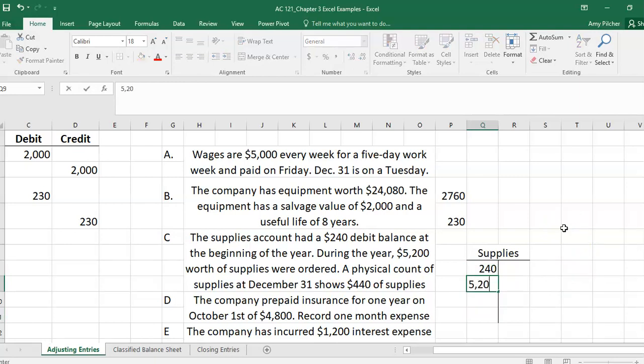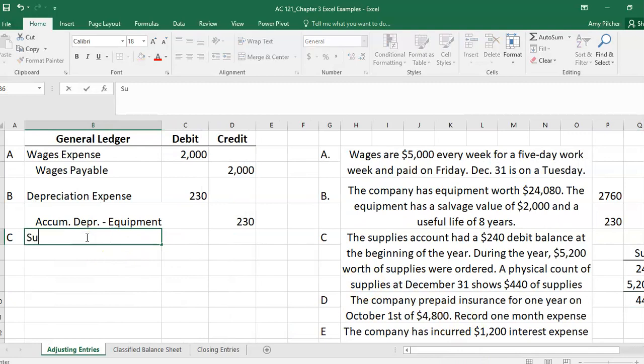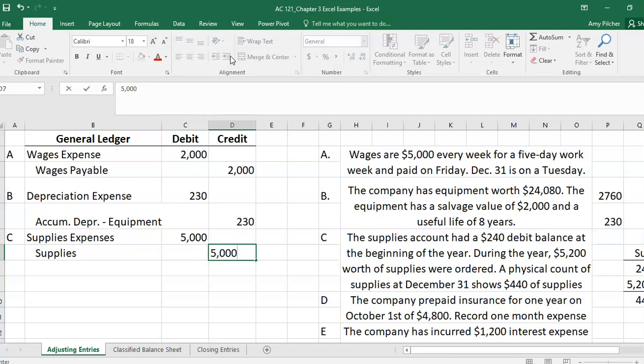During the year, we purchased $5,200 worth of supplies. Now we looked in the supply closet and we calculate that what is left in there is valued at $440. So for our supplies account, we need to record a credit entry that reduces the amount in there from $5,440 so that the balance reflects what we have left in our closet. So we would have a $5,000 supplies expense. And we would credit our supplies account for $5,000.